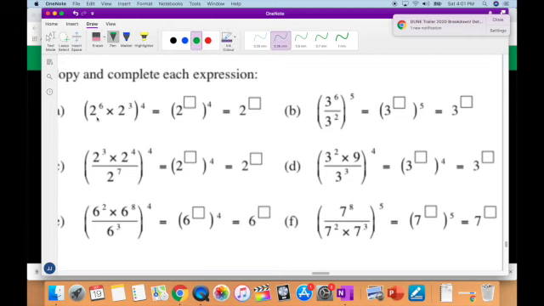Because here, I had to work inside the brackets first, and this is a multiply, which means I have to add these two. So 6, 7, 8, 9. So this is supposed to be 9. You know what I'm saying?